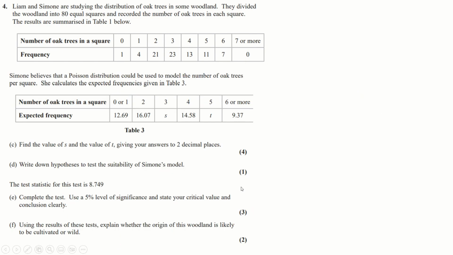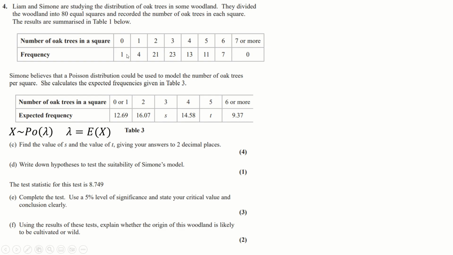Simone does something different. She uses a Poisson distribution to get these expected frequencies. Notice she calculates, so that's going to be a restriction later on. She calculates these, work out S and T. So essentially what we're being asked to do here is figure out the lambda that she used to calculate these using her Poisson distribution. When you're doing a Poisson distribution, lambda is just the expected value. It's just the mean. So if we work out the mean of this, we should get her lambda.